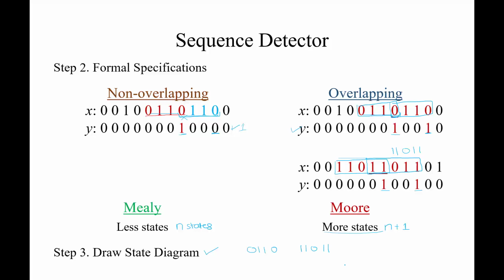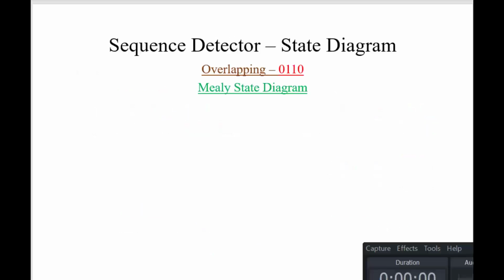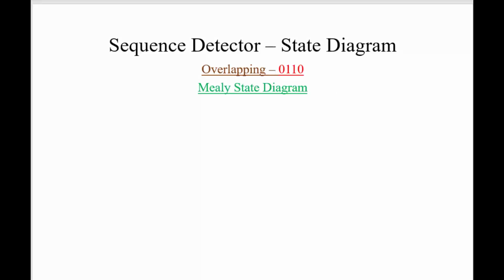sequence detection examples where multiple sequences are to be detected. Now that we have all the design requirements, let us see a Mealy type state diagram for our desired sequence 0110. Let S naught be our initial state or reset state, and of course it's a Mealy type state diagram, so we'll be showing input and output over the arcs like this.